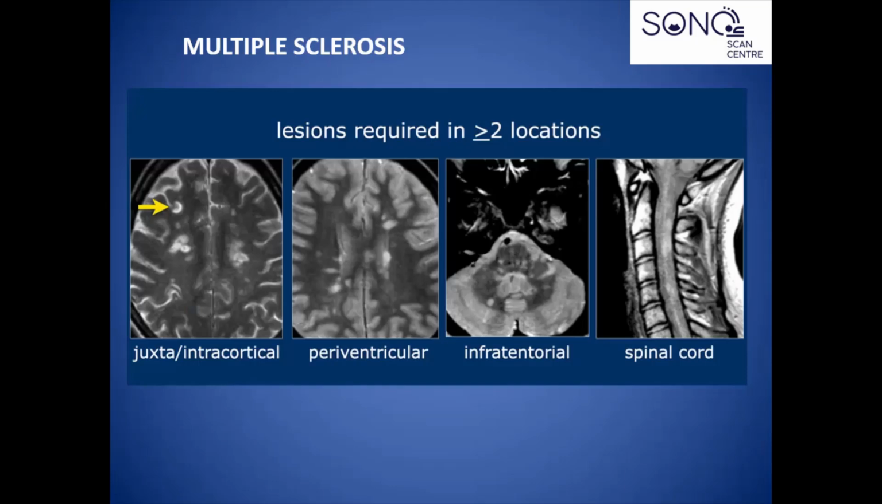So first thing is MS. The types of lesions are juxtacortical or intracortical, in the cortex or next to the cortex. They are periventricular, and this will be represented as the Dawson fingers in FLAIR sagittal. These are T2 sequences, and this is a FLAIR sequence. Infratentorial, below the tentorium, it is seen in the cerebellum as well as in the pons in the brainstem and the spinal cord. These cigar-shaped white lesions are seen in the spinal cord. So these types of lesions will be seen in multiple sclerosis.